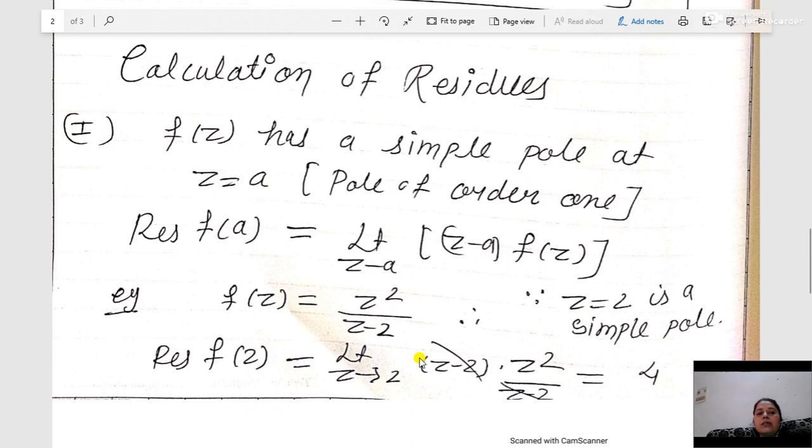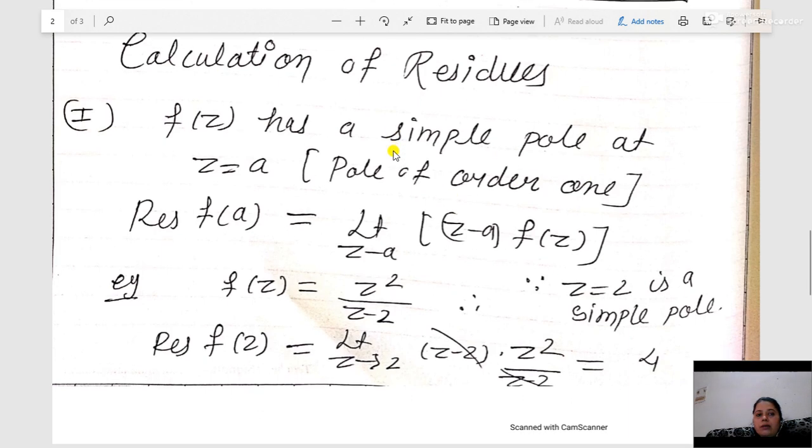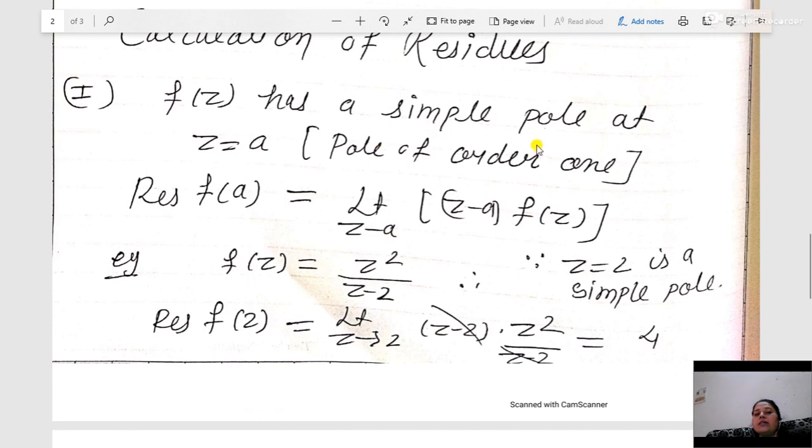So the first method is if f(z) has a simple pole of order 1. Pole of order 1 is known as a simple pole. So if f(z) has a simple pole at z equal to a, then residue of f(a) is equal to limit z tends to a, (z minus a) into f(z).